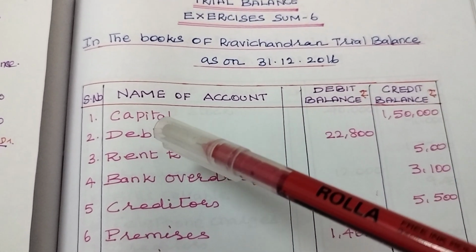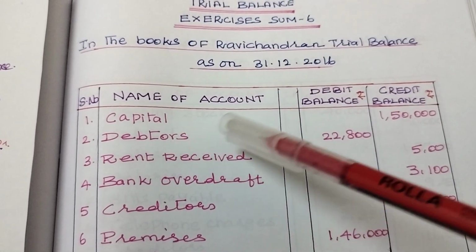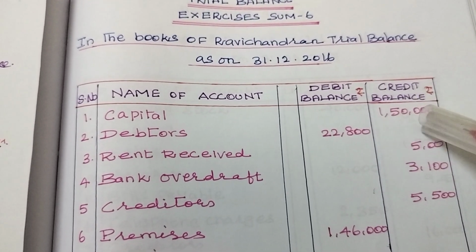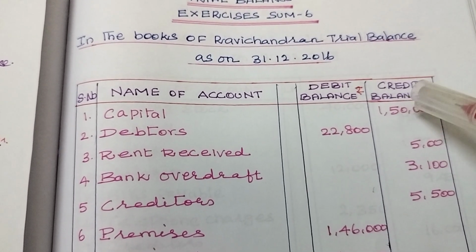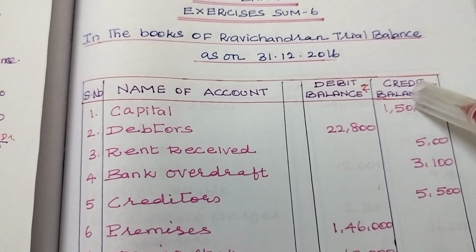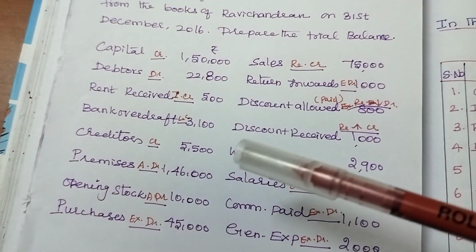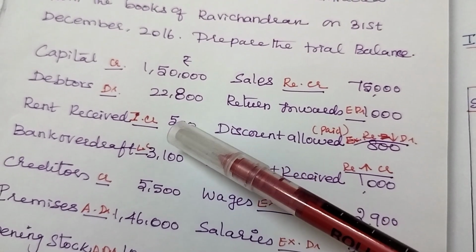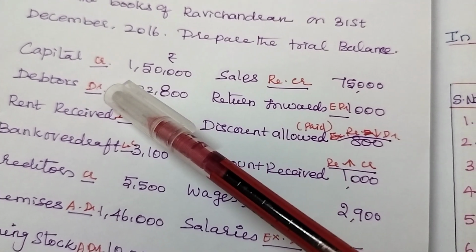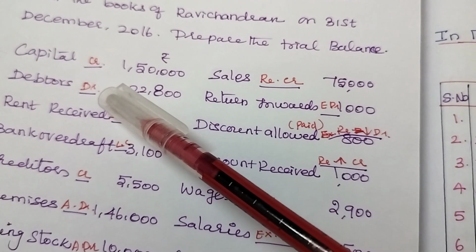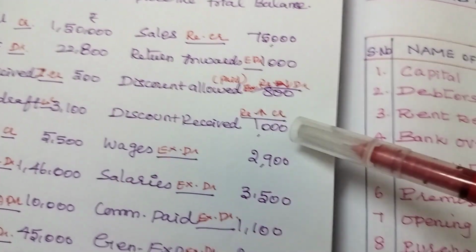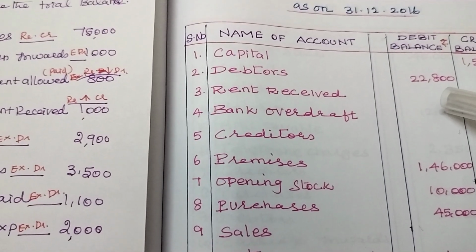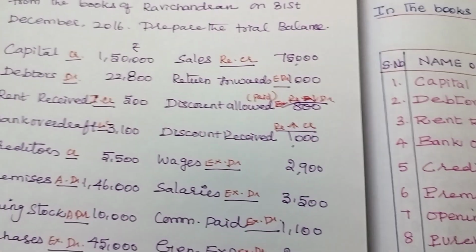Now come to the capital. Capital account is always credit. So 1,50,000 is entered on the credit balance. Then debtors rupees 22,800. Debtors means assets. When assets increase, we debit the asset account. So debtors 22,800 is entered on debit balance.